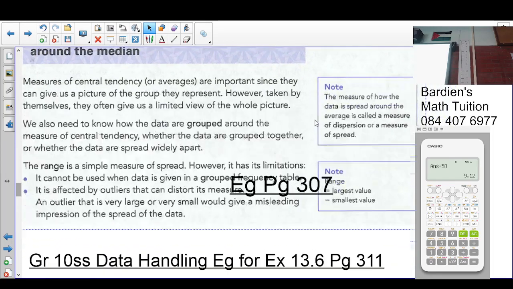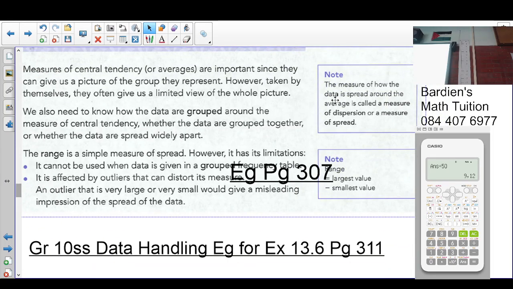Alright, so measure of central tendency, average. Averages are important since they can give us a picture of the group they represent. However, taken by themselves, they often give us a limited view of the whole picture. The measure of how data is spread around the average is called measure of dispersion or measure of spread. Okay, these are some technical words there. We also need to know whether the data are grouped together around the measure of central tendency or whether the data is spread widely apart.